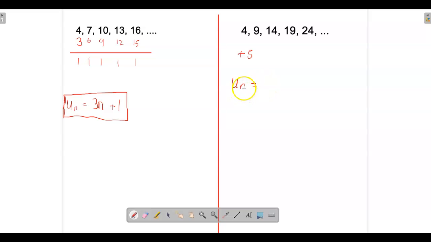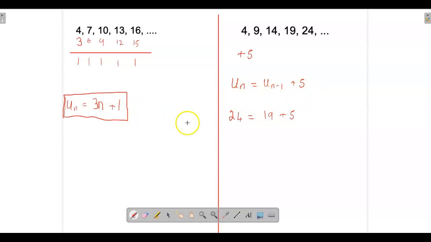So if I'm thinking about u3, the previous number is u2. But as I've written this, this is un minus 1. So if I was thinking of u5, like 24, then I look at the previous number, which was u4, which is 19, and now I'm just going to say, what do I need to do to get the next number? I need to add 5 because that's the common difference. And this is called a recursive sequence.